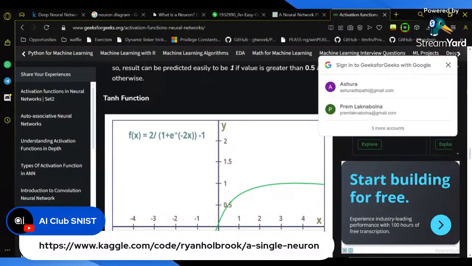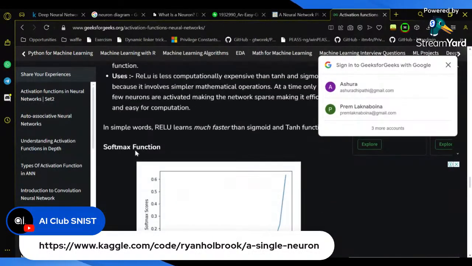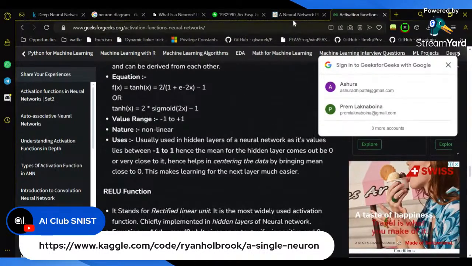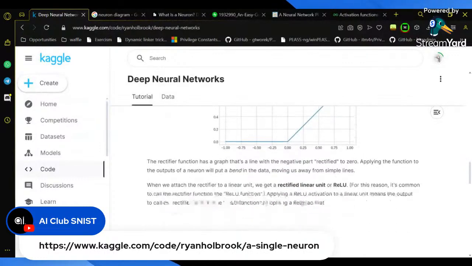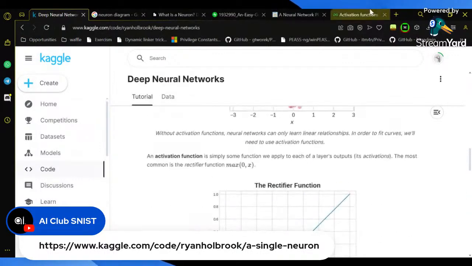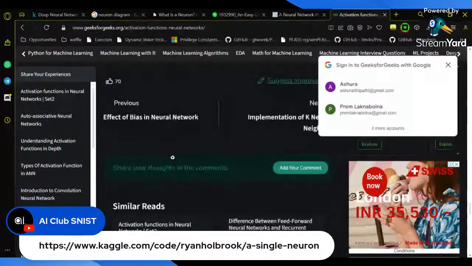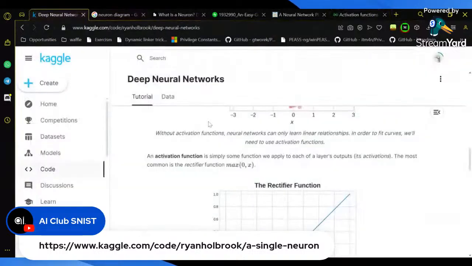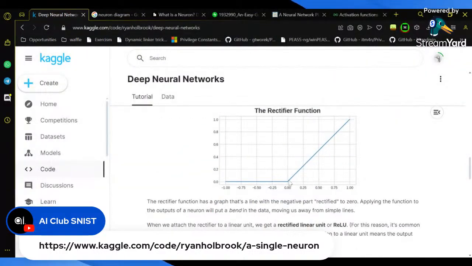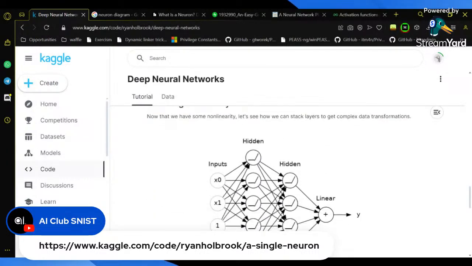The next one is the tanh function, and as previously shown, the relu function is already shown over here. And we have the softmax function. There is also a linear function. In the relu function, all the values below 0 are considered as 0, right? In the linear function they're not, it directly takes those values.